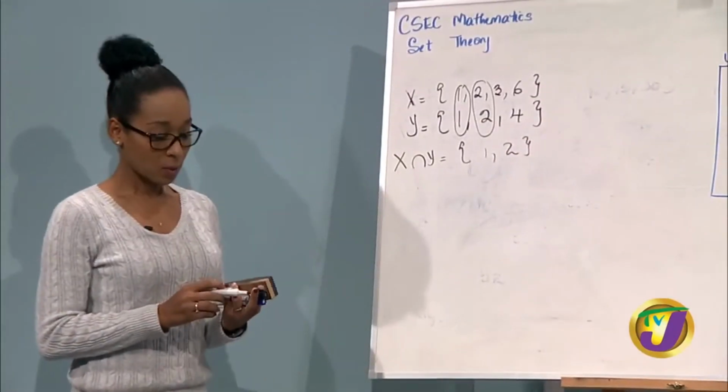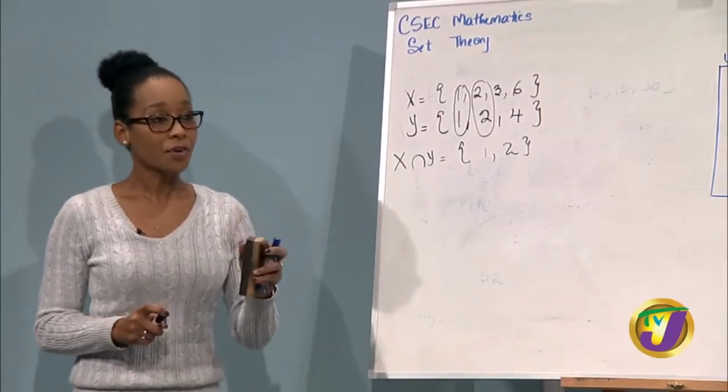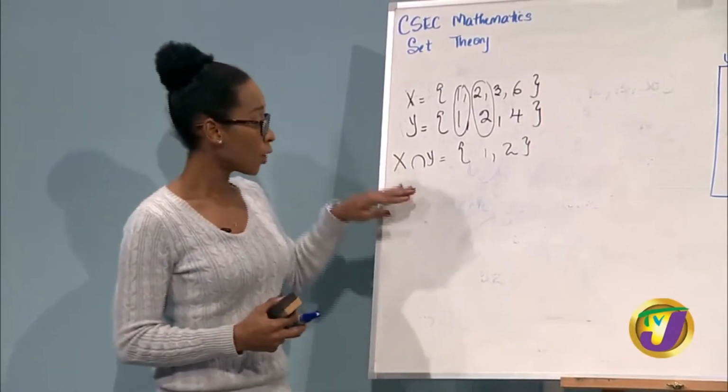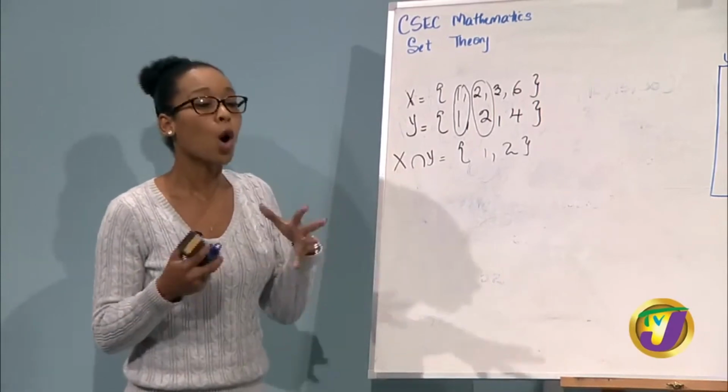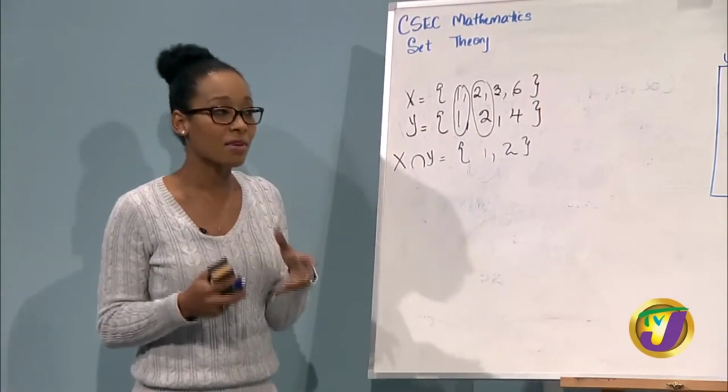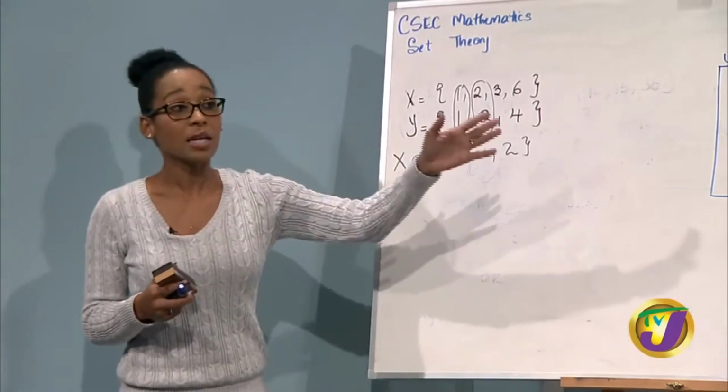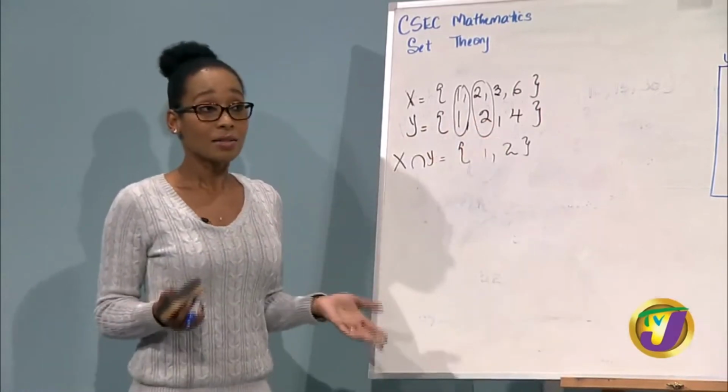Look at that. But guess what with this one? It's very important for us to not only know how to represent it, the notation, but we need to know how it looks on a Venn diagram. Because here they didn't tell us. They just asked about the shaded region.